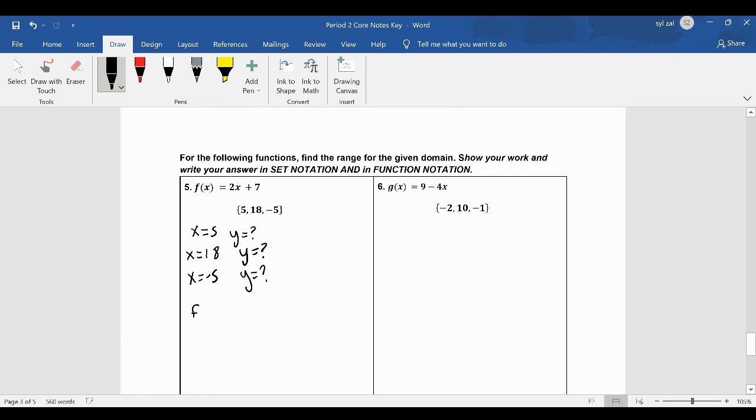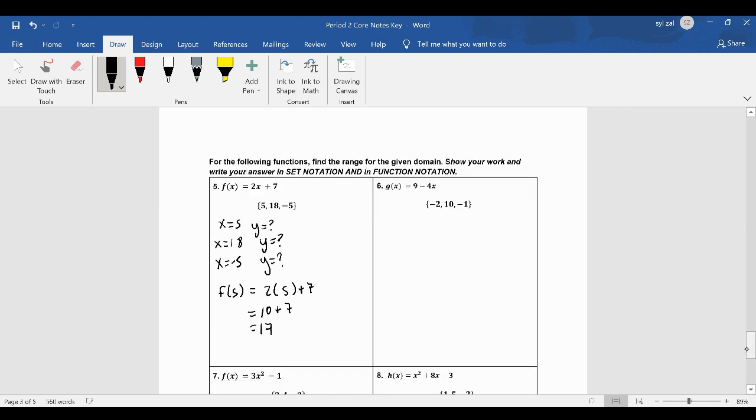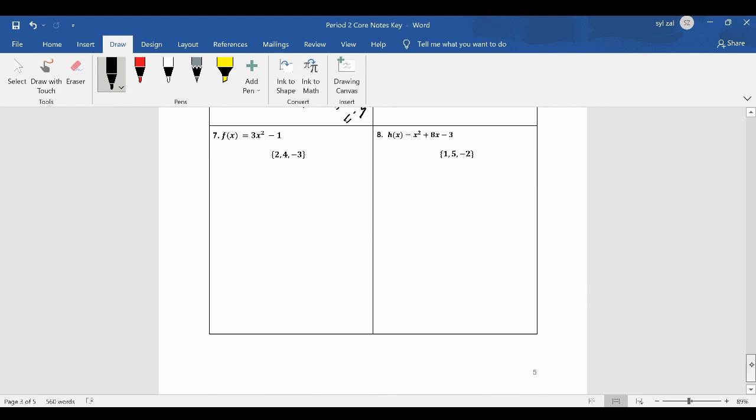So you would do f of 5 equals 2 times 5 plus 7. 10 plus 7 is 17 for the first one. Then you would plug in 18, which is 36 plus 7, which gives you 43. And then you would put in negative 5, which gives you negative 10 plus 7, which is negative 3. All right, pause this video and try 6, 7, and 8.